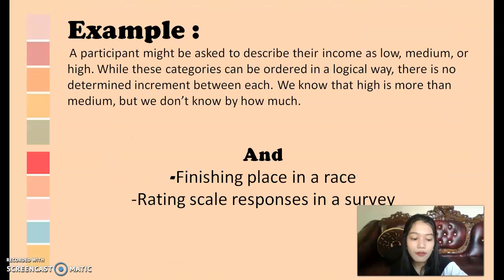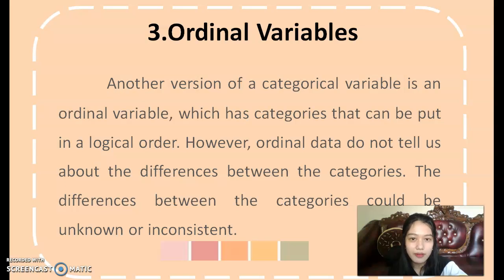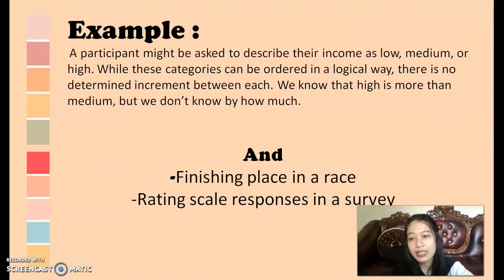And this is an example of ordinal variables. A participant might be asked to describe their income as low, medium, or high. While these categories can be ordered in a logical way, there is no determinate increment between each. We know that high is more than medium, but we don't know by how much.